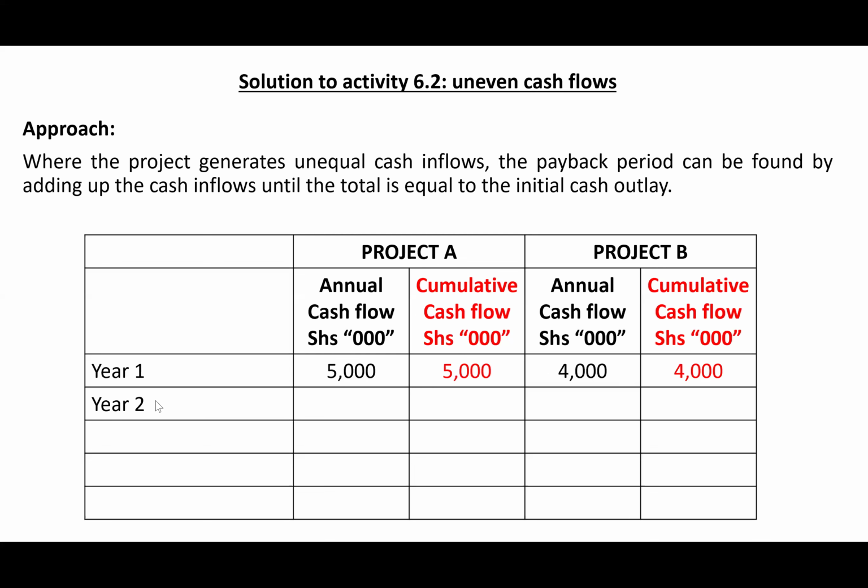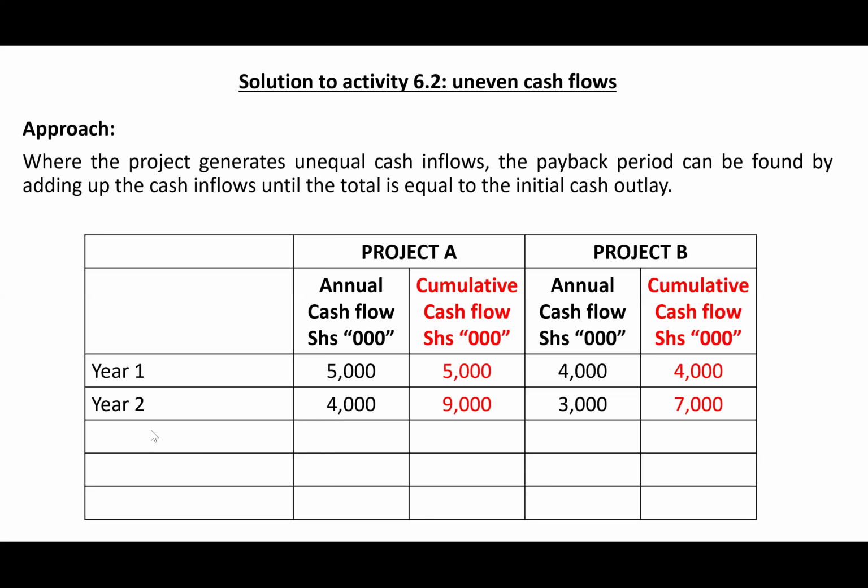Then when we go to year number two, project A gives us 4,000, which cumulatively comes to 9,000. Project B gives us 3,000, which cumulatively comes to 7,000. Remember, we had the 4,000 in year one, and now we have received the 3,000 in year two, which is 7,000. Now, what are we aiming at? We are aiming at the initial investment of 10 million. You remember? We invested 10 million. So none of these has given us the 10 million.